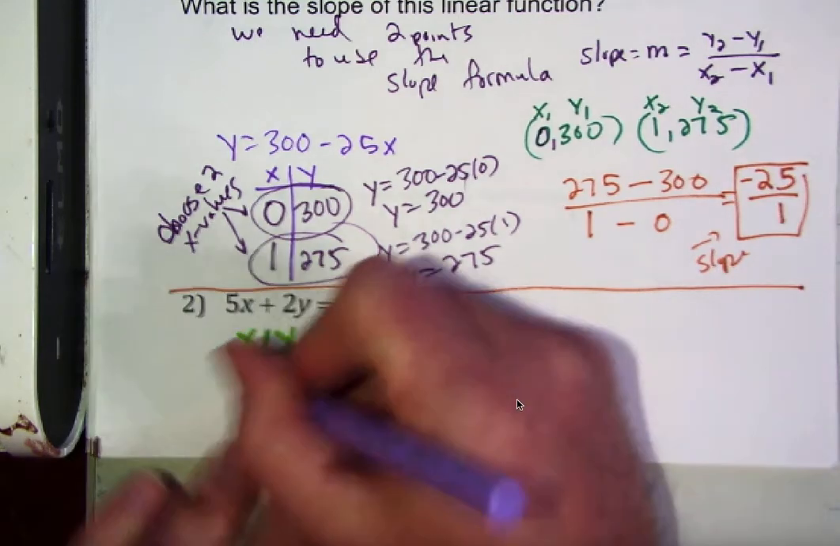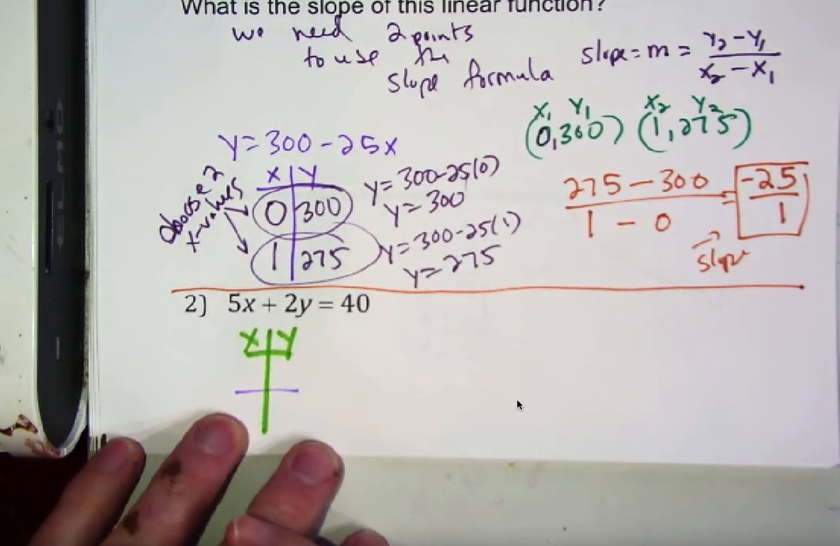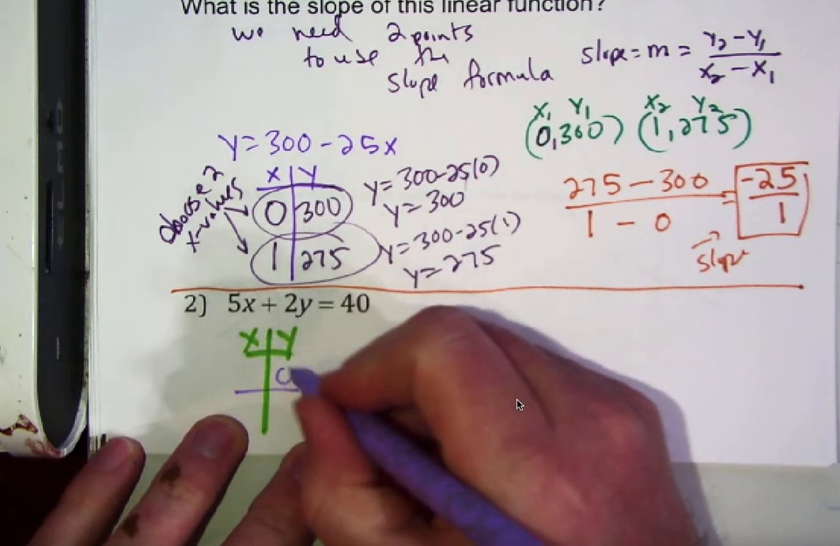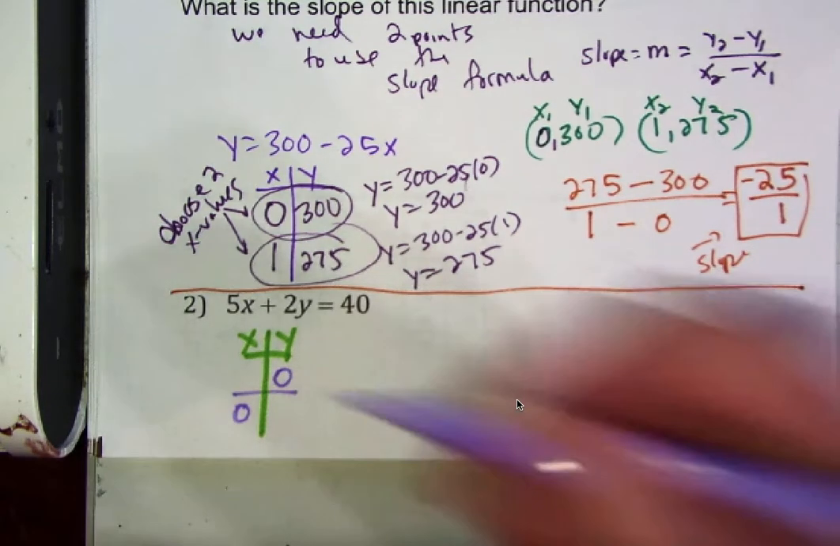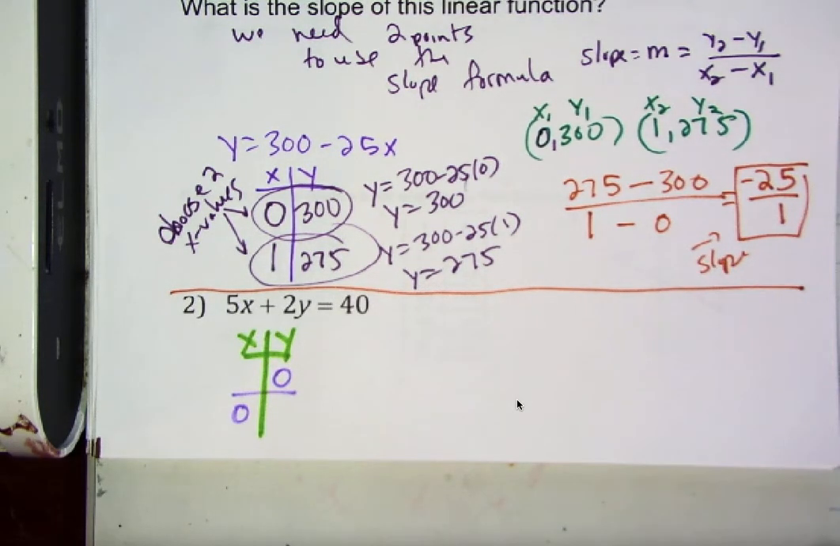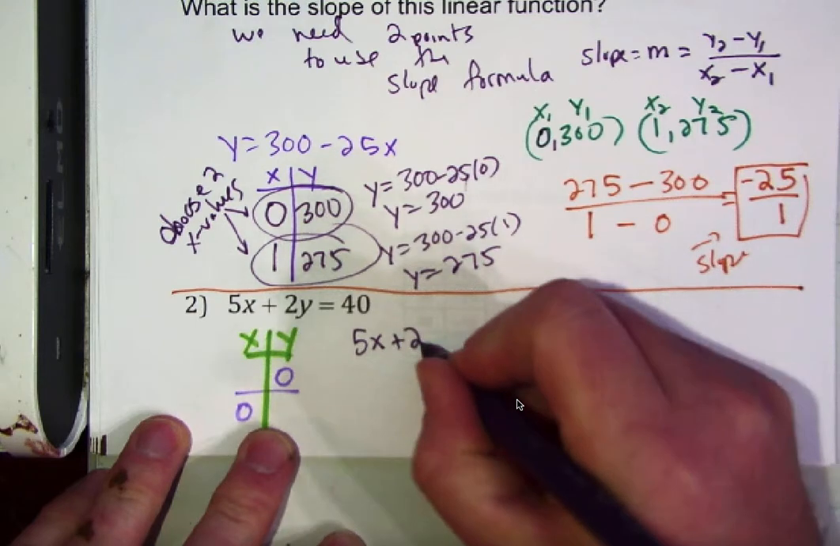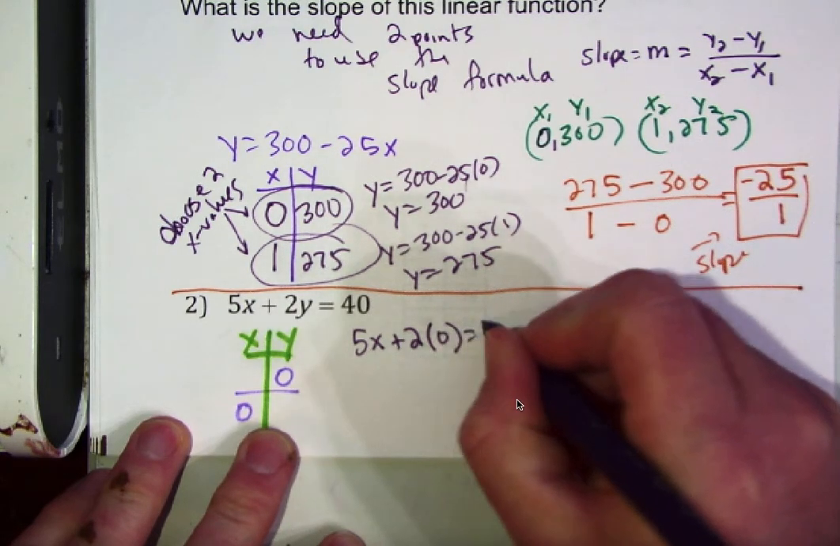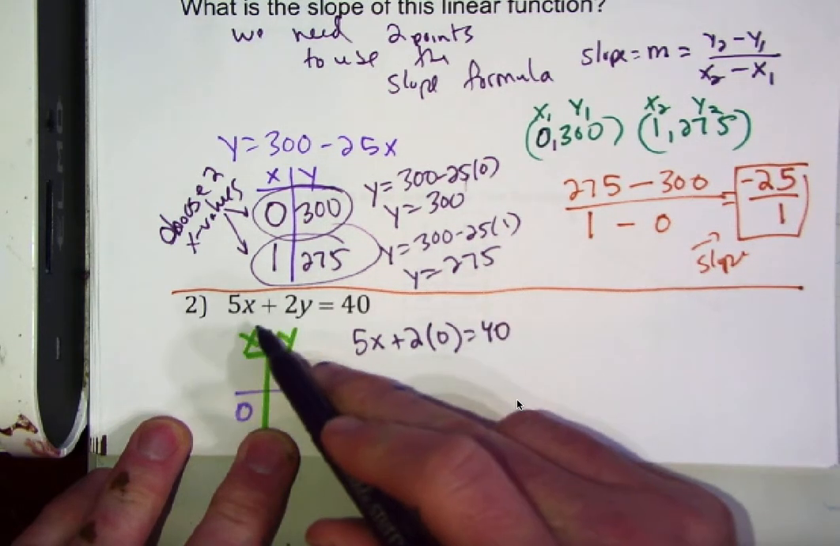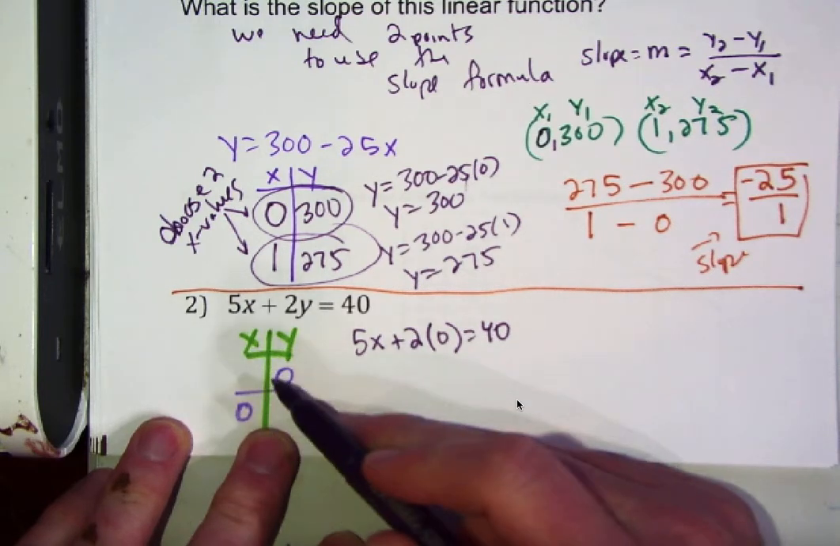Okay, so we need 2 points. Well, some students say, Mr. Moran, why don't we just use tic-tac-toe? And I say, that's great. We can find the x and y intercepts. That was what we practiced the last couple lessons before this. So let's find the x and y intercepts so we can use those 2 points to find slope. And we call it tic-tac-toe because it kind of looks like a tic-tac-toe board if you remember.